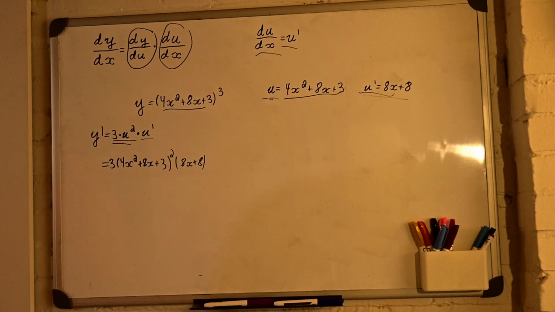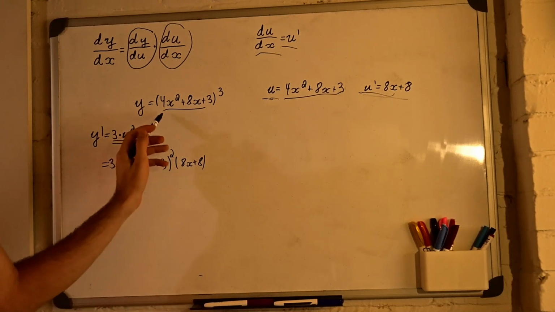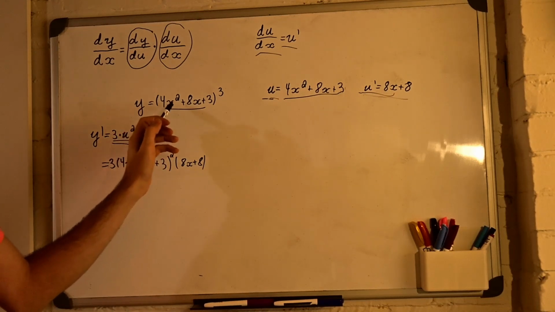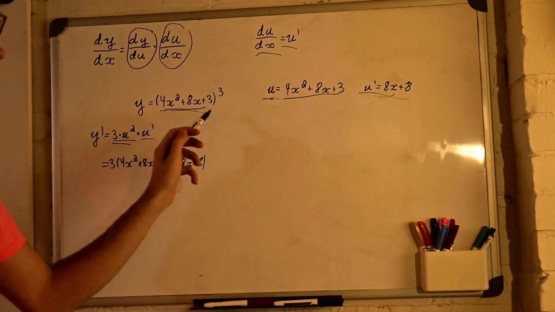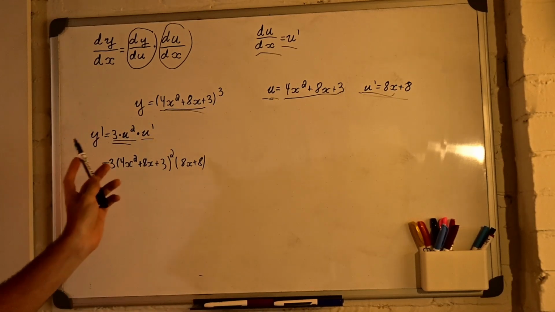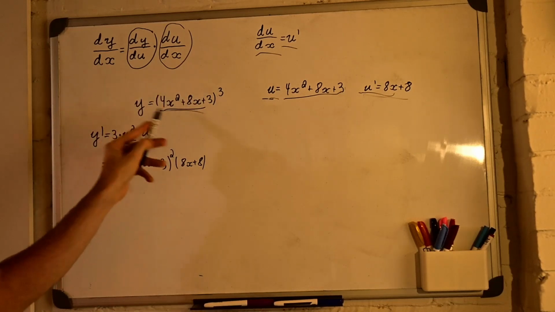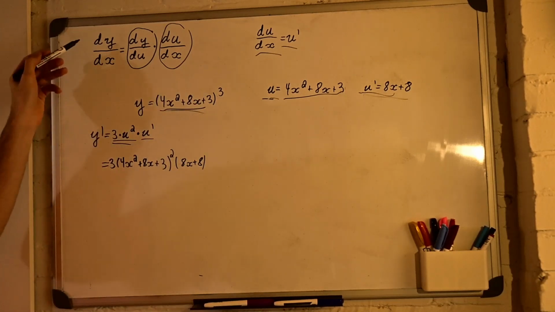So let's say you have this function right here, y is equal to f of (4x squared plus 8x plus 3) cubed. And you want to find y prime. You want to find the derivative of this with respect to x. You want to find that.